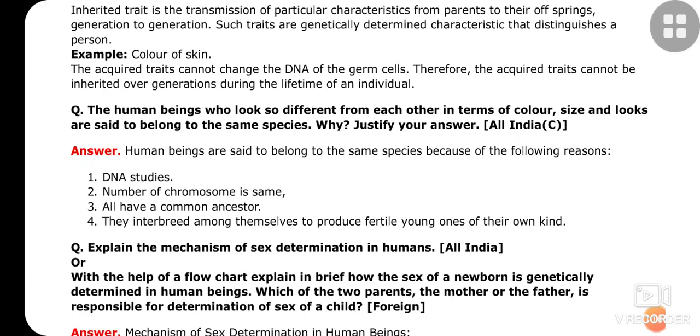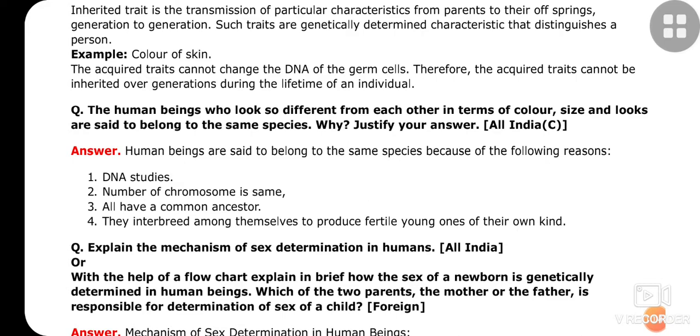And our next question is, the human beings who look so different from each other in terms of color, size and looks are said to belong to the same species. Why? Justify your answer. Again, the question is, the human beings who look so different from each other in terms of color, size and looks are said to belong to the same species. Why? Justify your answer.